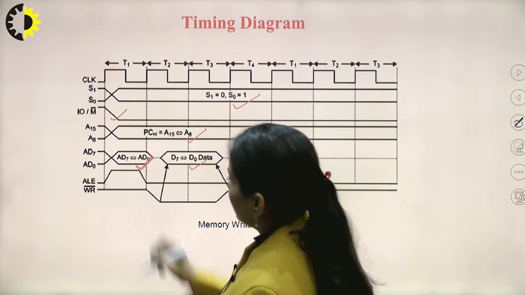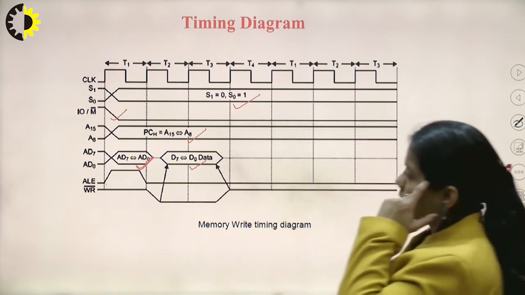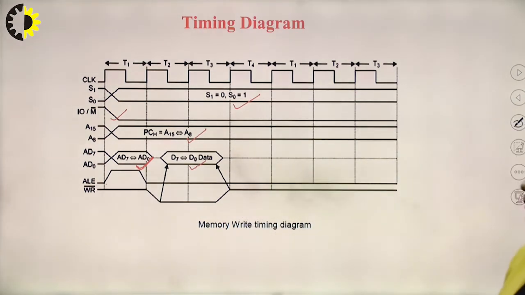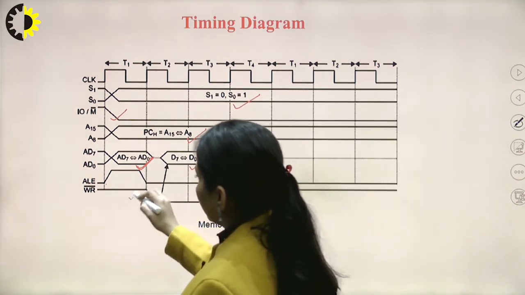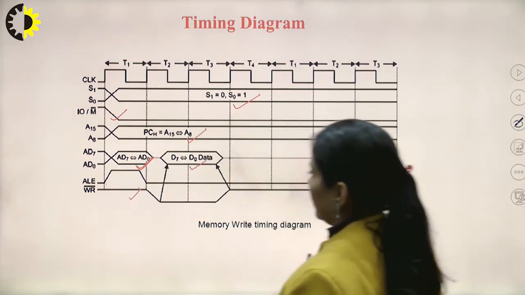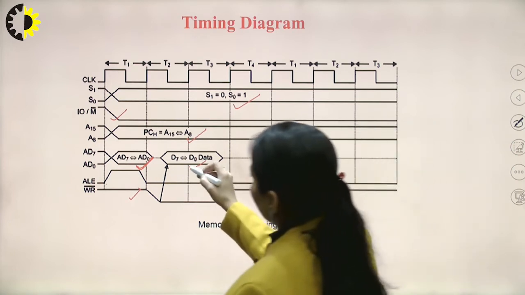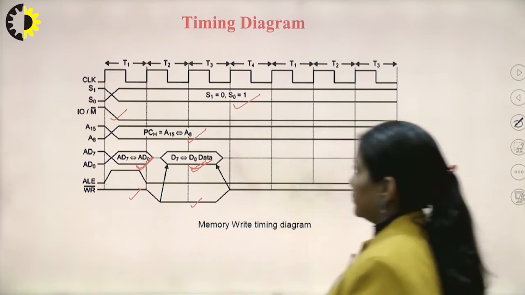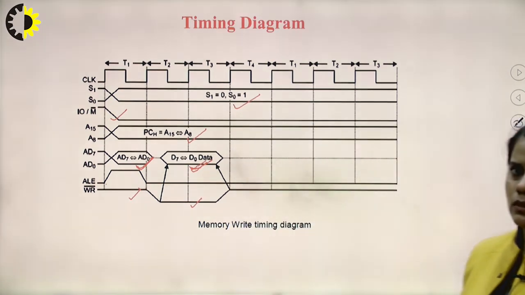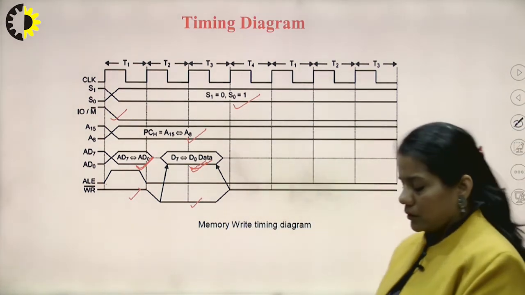Again, during the T1 state, the ALE signal is activated, is high during the latching of the lower order address, and the write signal is deactivated. During the writing of the data, the write signal is activated. In this way, this completes the memory write timing diagram.